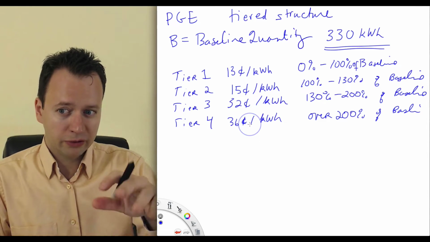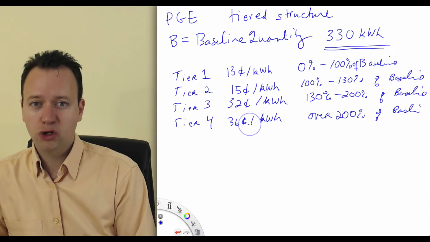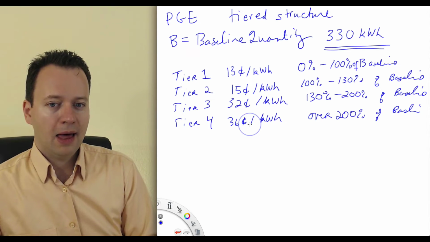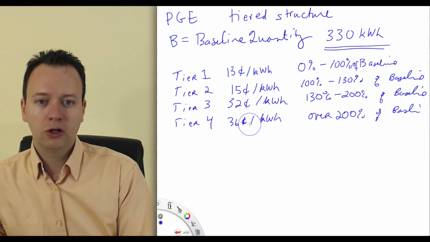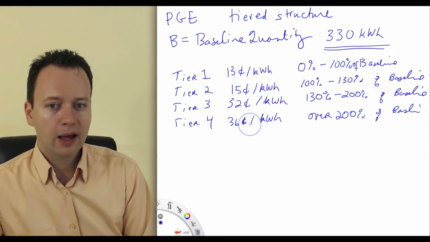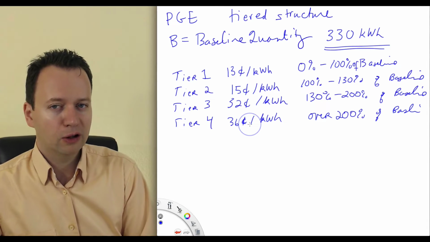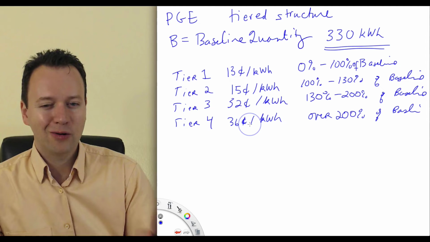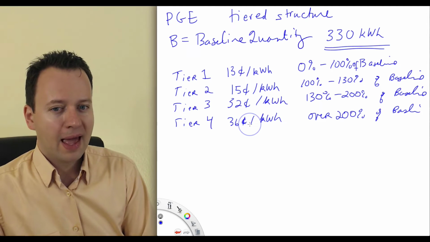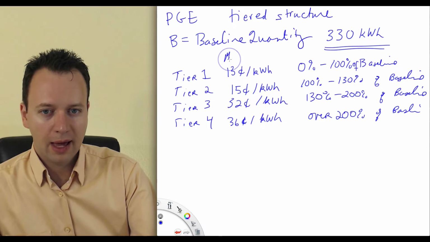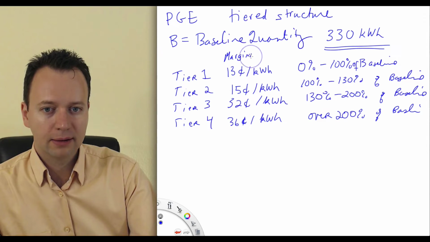And sometimes those rates might change too, but that's the general structure, that there are 4 tiers. For tier 1 usage, it's 13 cents per kilowatt hour. Tier 2 usage, it's 15 cents per kilowatt hour. Tier 3, 32 cents per kilowatt hour. Tier 4, 36 cents per kilowatt hour. And let me say that these are marginal energy costs, marginal rates.